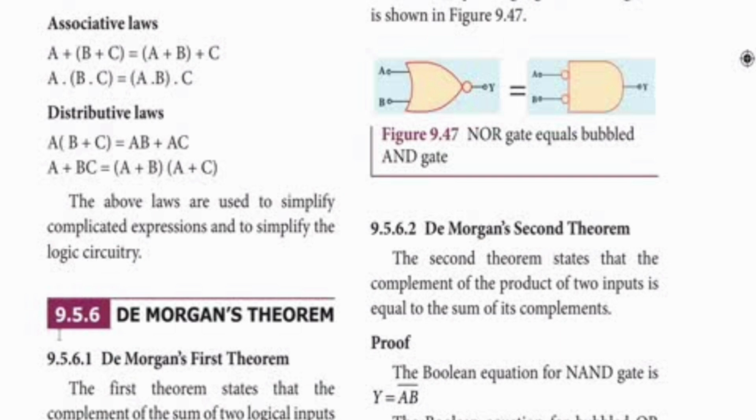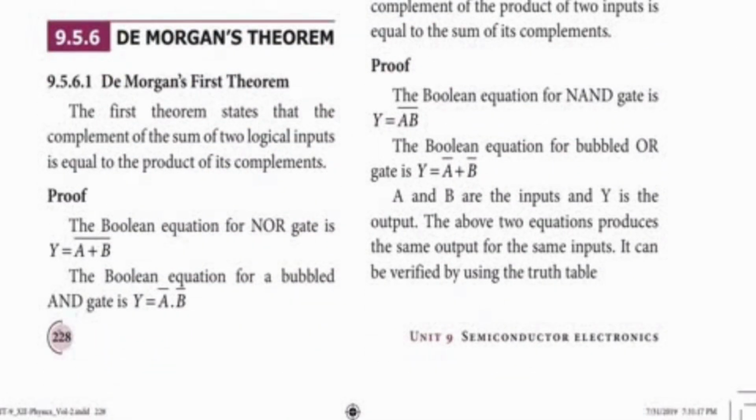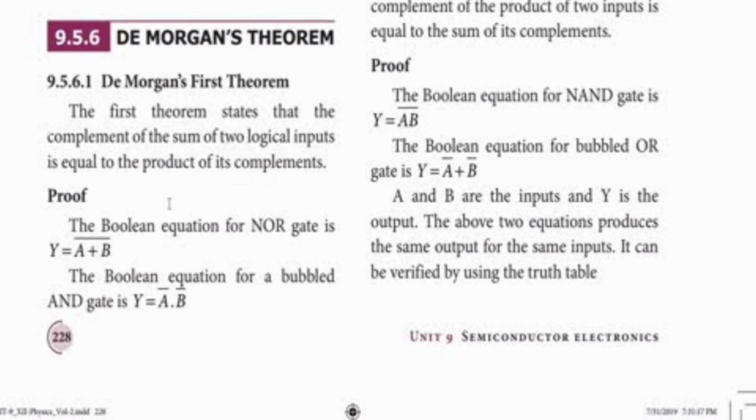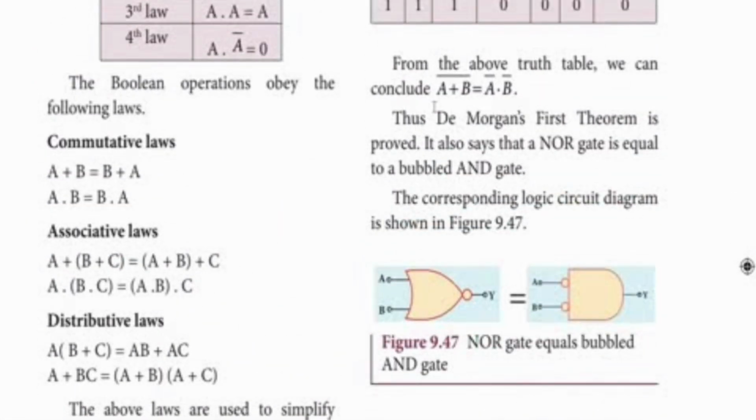The last important thing is De Morgan's theorem. De Morgan's has two theorems, a question that is asked repeatedly. One is De Morgan's first theorem and the other is De Morgan's second theorem.